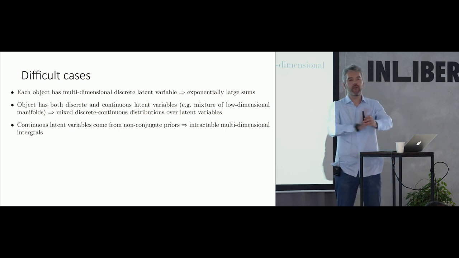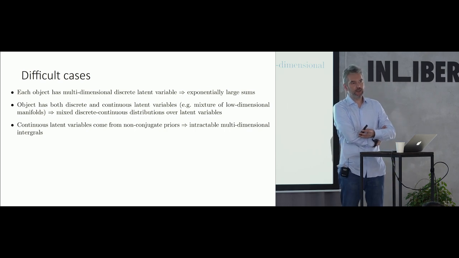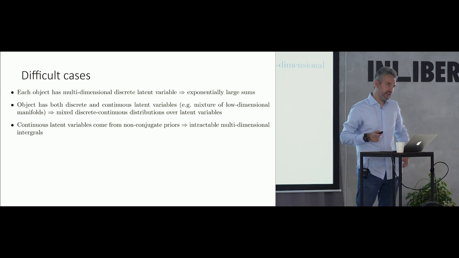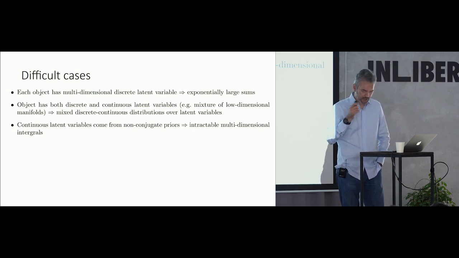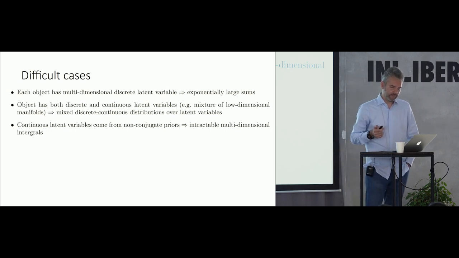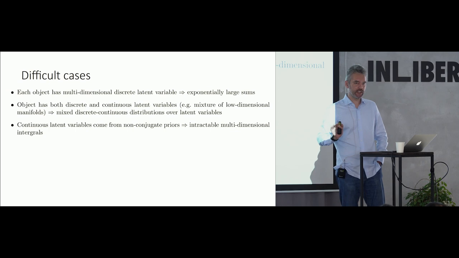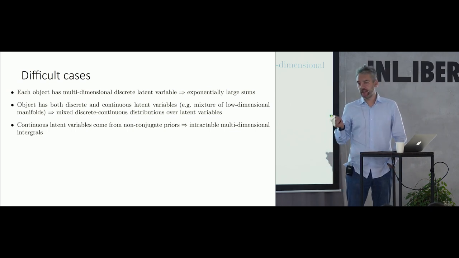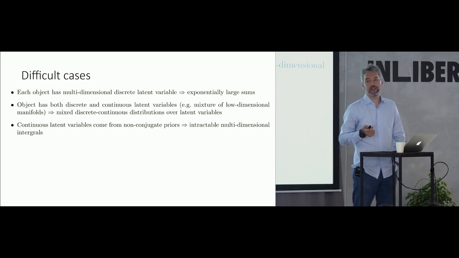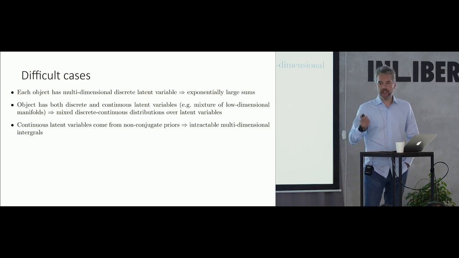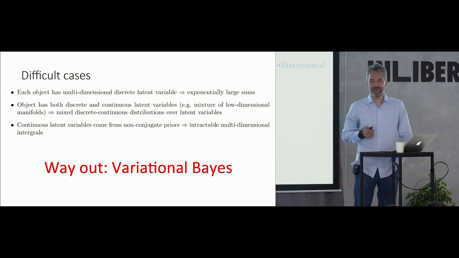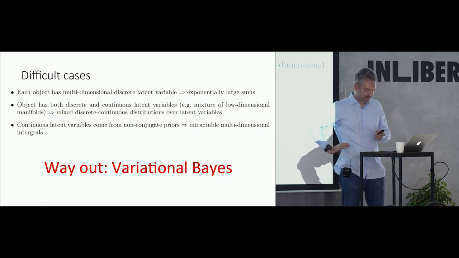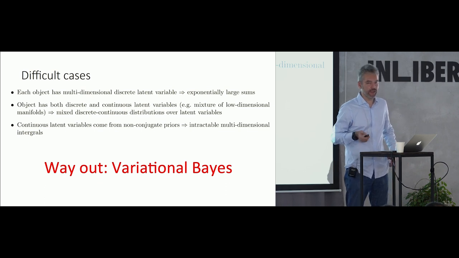Another difficult case is when the object has both discrete and continuous latent variables. Then again, it's not clear how to deal with them, because at each step we have to estimate the posterior joint distribution over both discrete and continuous latent variables. We'll consider one example tomorrow of a situation where this can happen. So we have to involve a mixed discrete-continuous distribution of latent variables. Sometimes this is possible, but in most cases such distributions are not tractable. And finally, the case when we have continuous latent variables with non-conjugate pairs of distributions. Then again, at each step we cannot perform full Bayesian inference. For all these cases, there's a simple solution: we should use variational Bayesian inference, which we studied in the last lecture. Again, we'll see several examples tomorrow and today during the practical session.